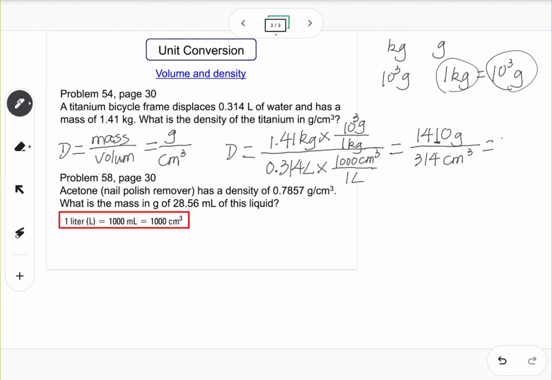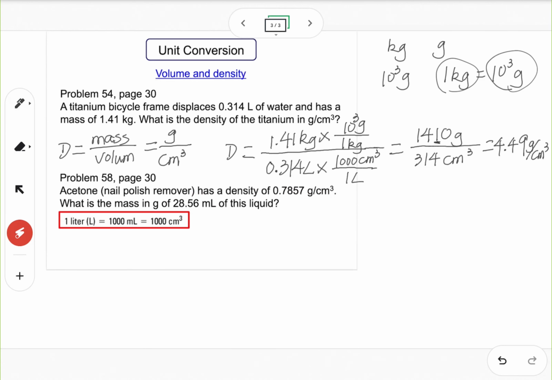So I'll do the calculation. Now it gives me 4.49 gram per cubic centimeter. So 3 significant figures. This is the final answer. One more problem. This question here, acetone. Density is given. What is the mass for this much of acetone?